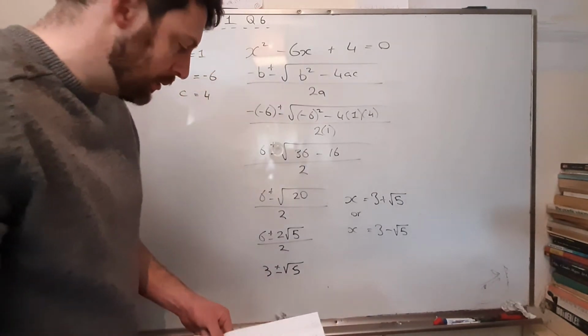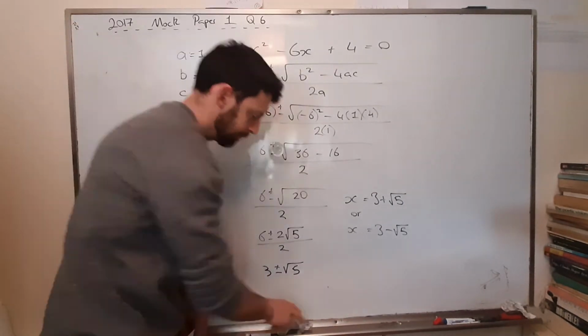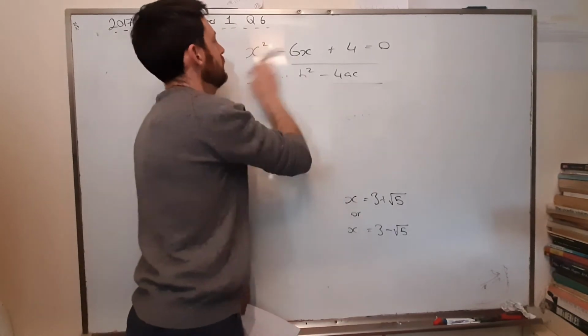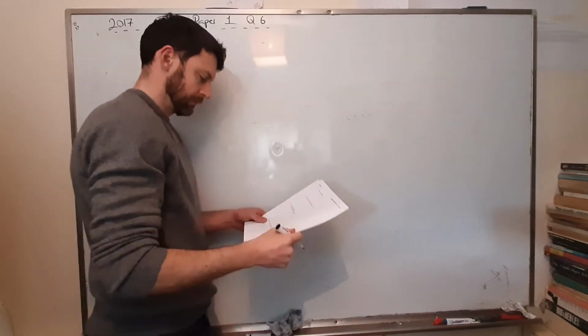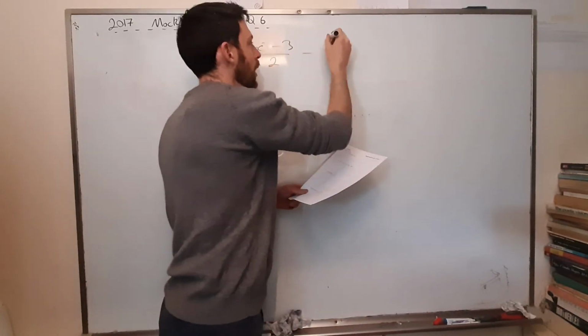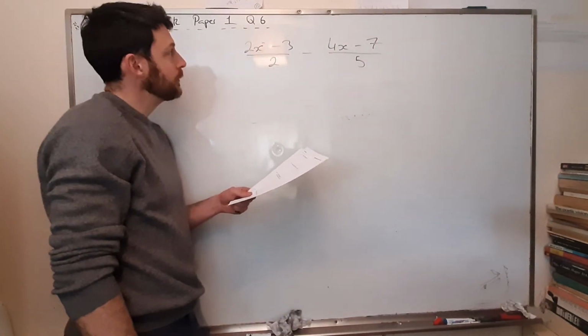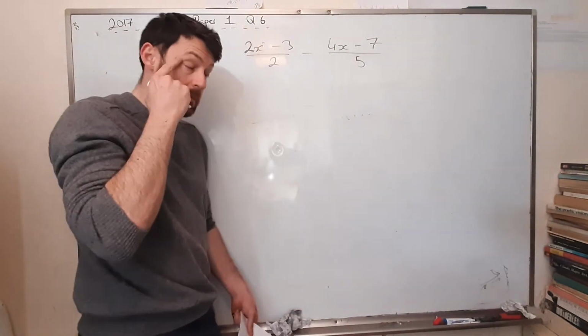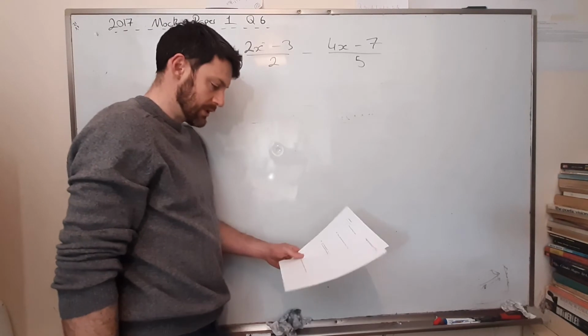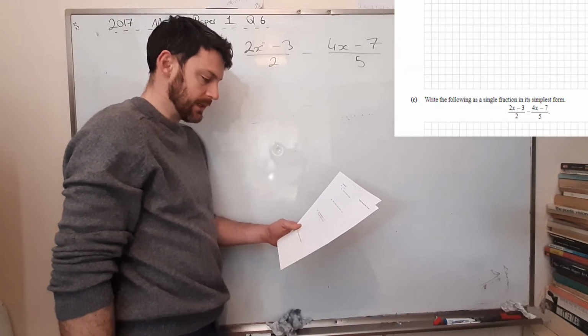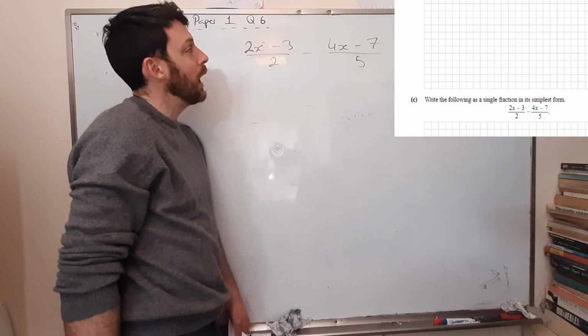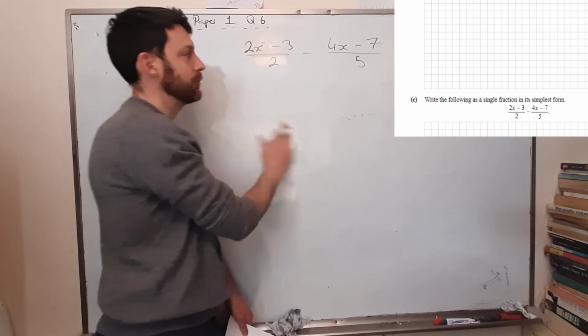Okay, give me a minute, I'll rub this out and go on to the next one. Okay, so this one says, write the following as a single fraction in its simplest form. And we have two fractions that are subtracted from each other.